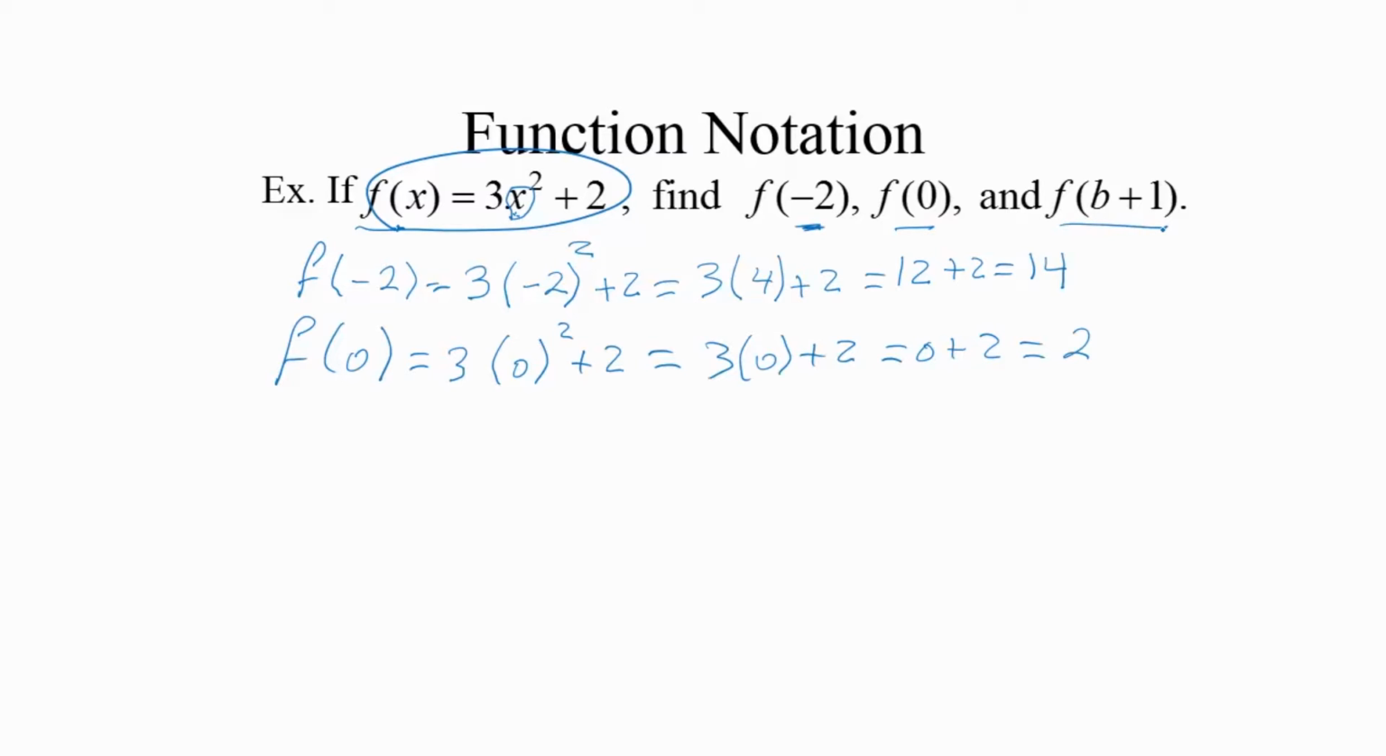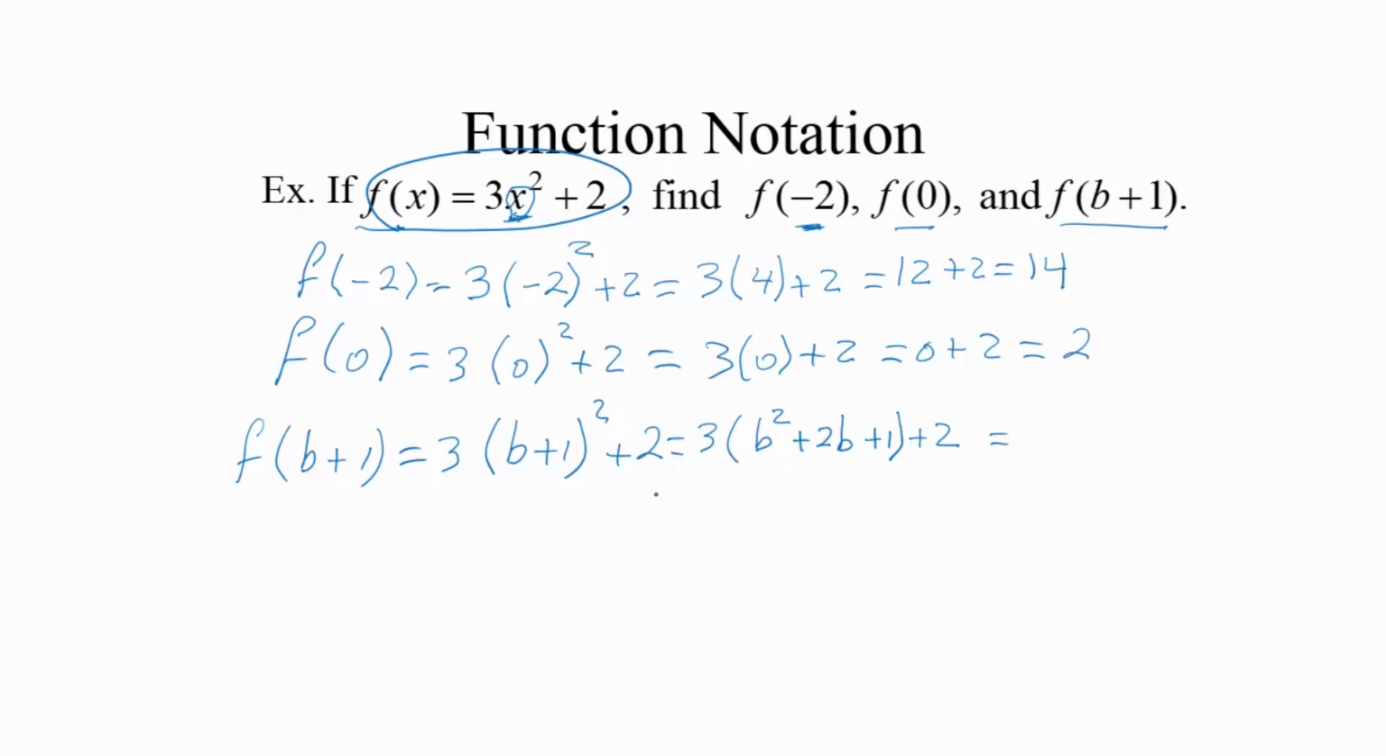Next, evaluate the function at b plus 1. F of b plus 1. Now again, it means in place of x, we put b plus 1. So it would be 3 times b plus 1 squared plus 2. First, I have to raise this to the power of 2. B plus 1 squared, we know from the past, is b squared plus 2b plus 1. That takes care of this, and there is a plus 2.